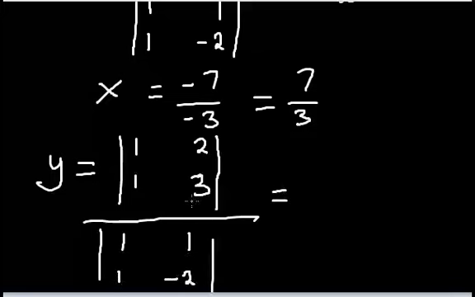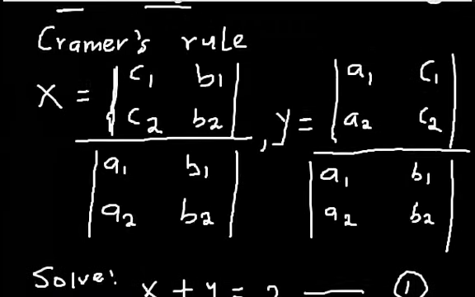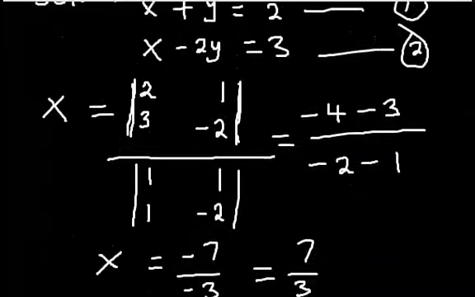Okay, so let's evaluate this. Of course, this is going to be 3 times 1, which is 3, minus 2, and then minus 1. So when you do this, it's going to be 1 all over minus 3. Okay, so as simple as that.